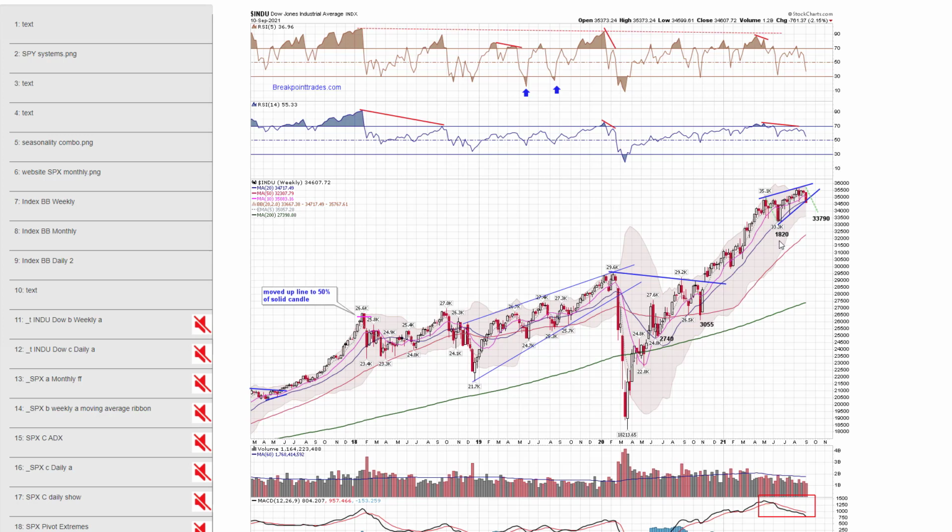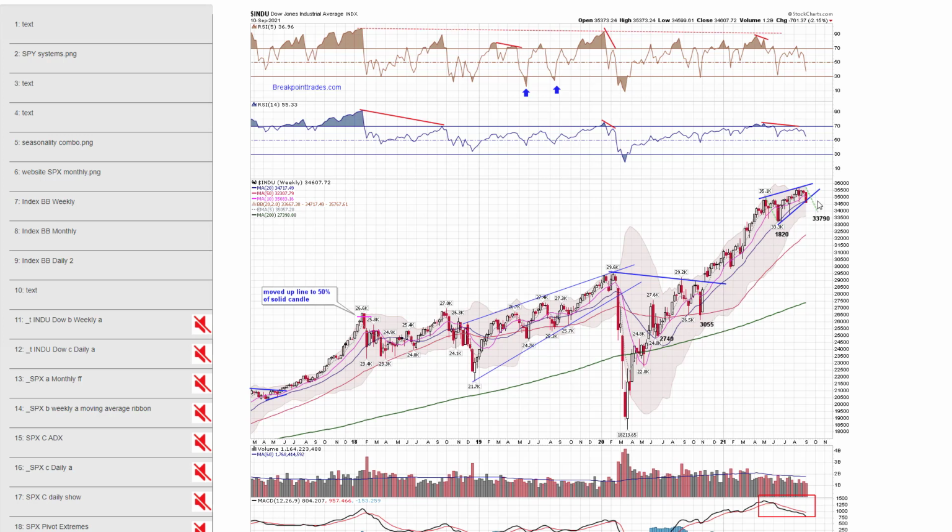Now, these numbers here I added are symmetry. Okay, so these are the pullback numbers that we've had in this uptrend from the March 2020 lows. So this is about 2,740 points, 3,055 points. This is 1,800 points. So a general target on a pullback on a wedge is symmetry. So you measure the back of the wedge. That's about 1,800 points. If you subtract that from here, that would give a target roughly of 33,800. Oh, we'll see if that plays out.